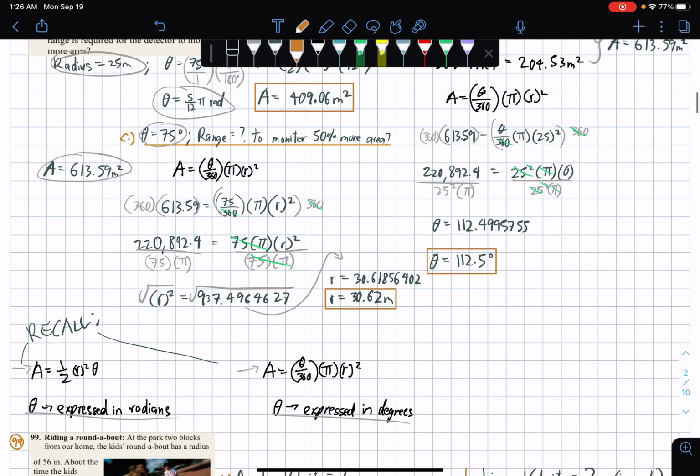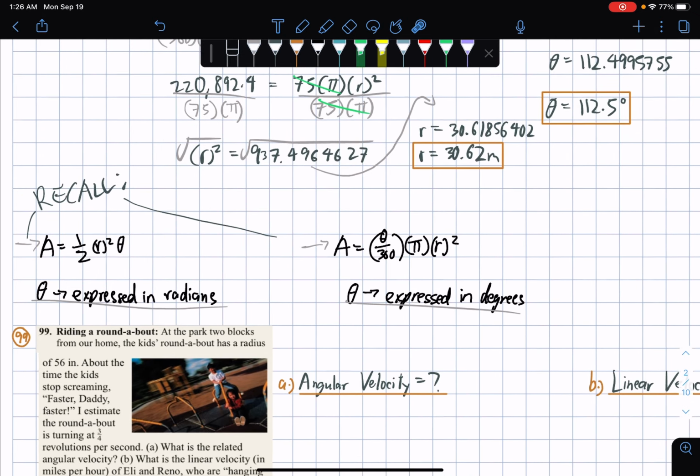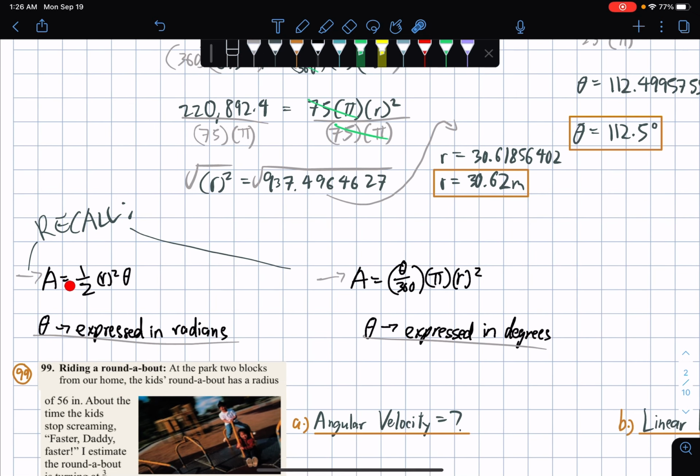Before we move on to number 99, we have to recall what I said earlier about the formula for finding the area of a sector. Theta is expressed in rad or radians, whereas in the other formula used to find either the theta value or the radius, given an area that's either default in value or modified based on the specific instructions, theta will always be expressed in degrees or deg.